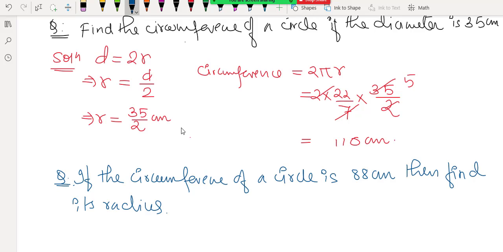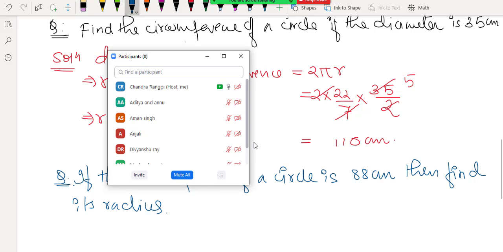Yes, what is the answer? Nobody has given the answer till now. Anyone? No one. Okay, then I have to solve these questions.